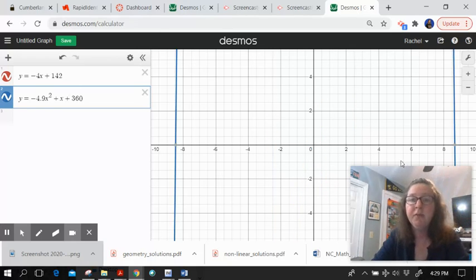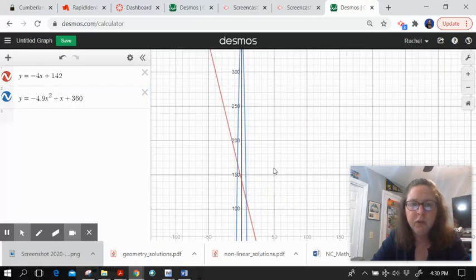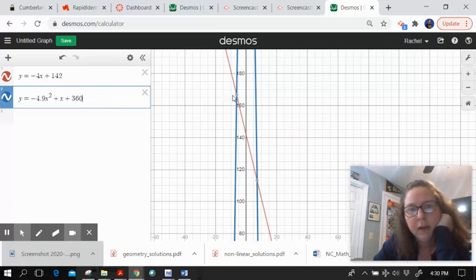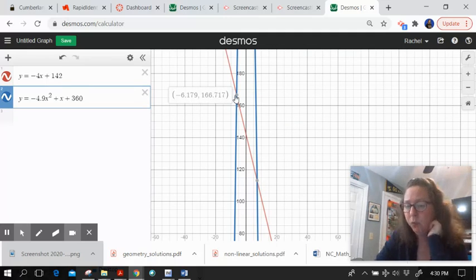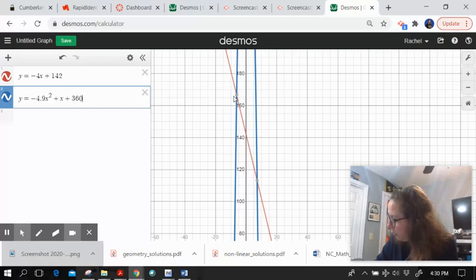Okay, so I'm going to have to zoom out. Okay, here we go. I'm going to adjust my graph so I can see where these two cross. And so at negative 6 seconds is one answer, and the other answer is at positive 7.2 seconds. So negative 6 seconds or positive 7 seconds. Okay, so we've graphed this and we found the 2 points of intersection.